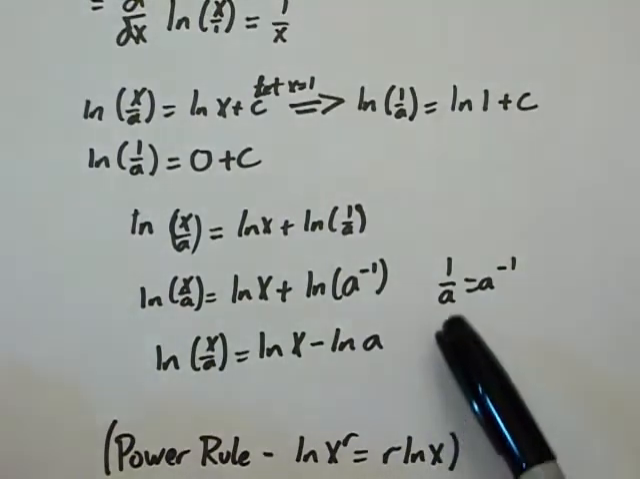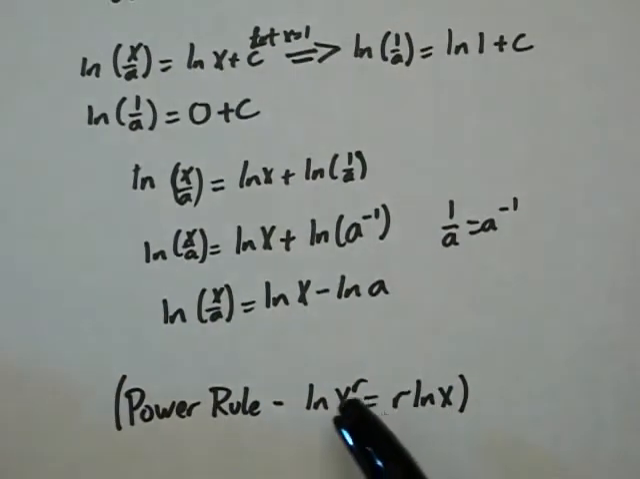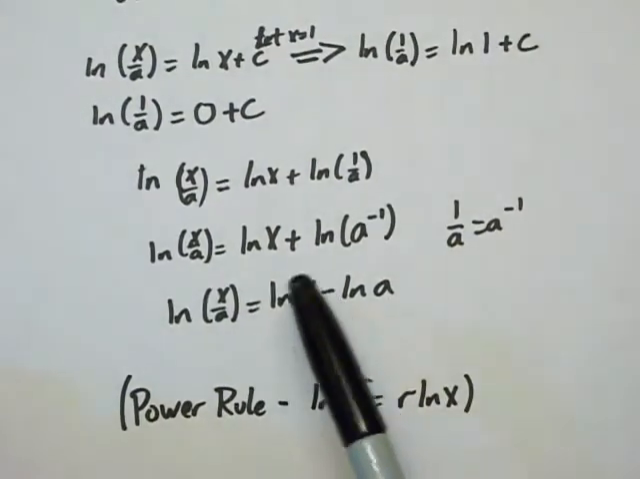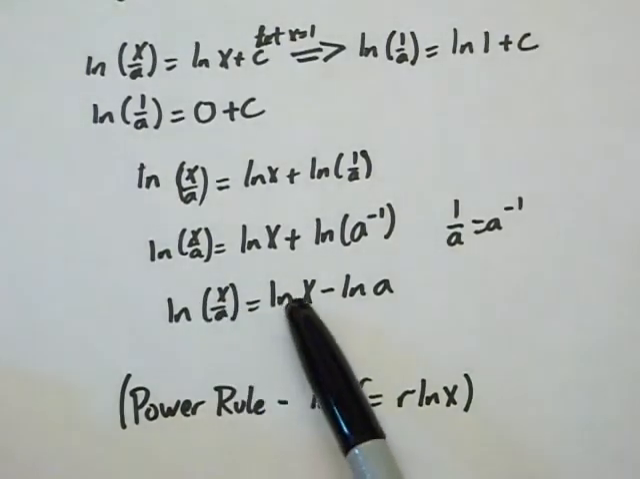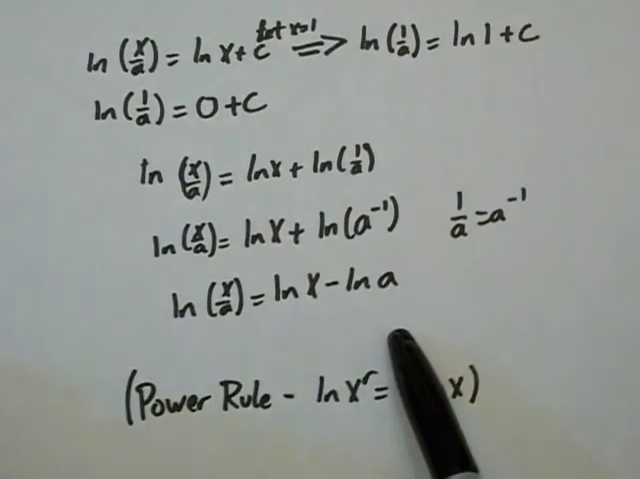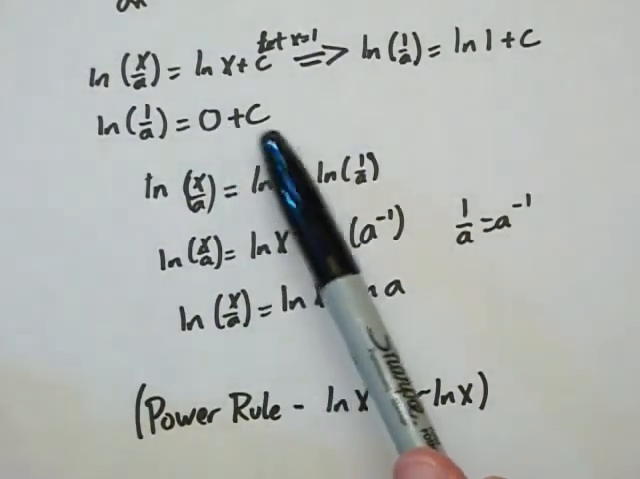Now, using the power rule, which we will learn in a moment, if we have an exponent here, we can bring it down in front. So our real answer is ln of x over a equals ln x minus ln a. And that is the answer for the difference rule.